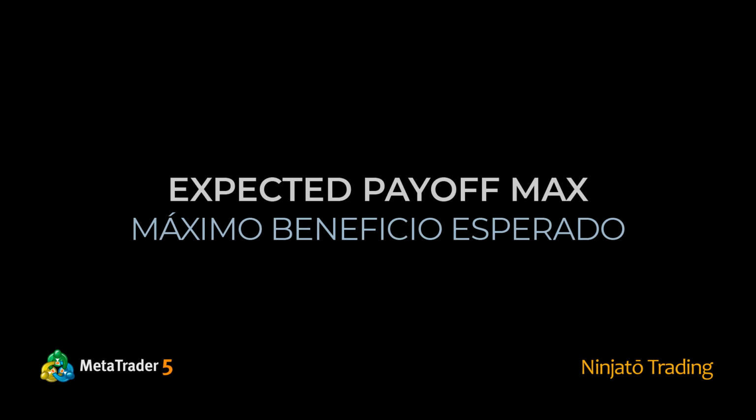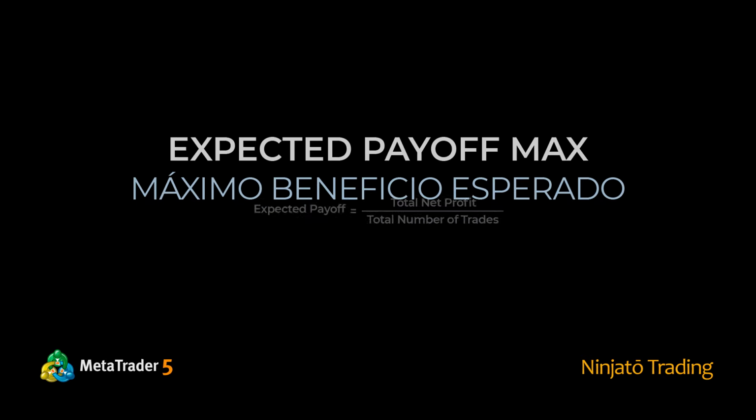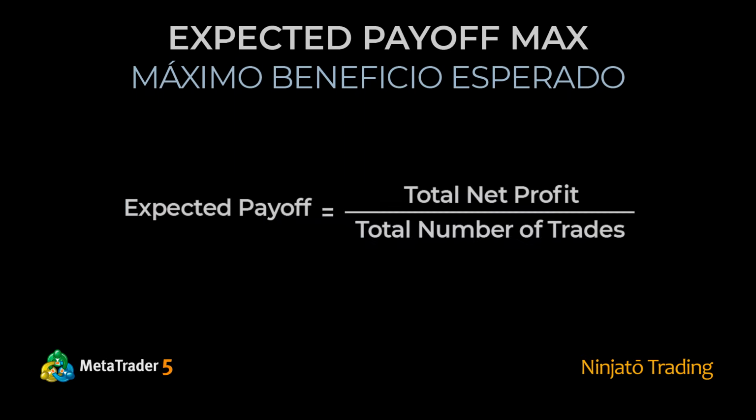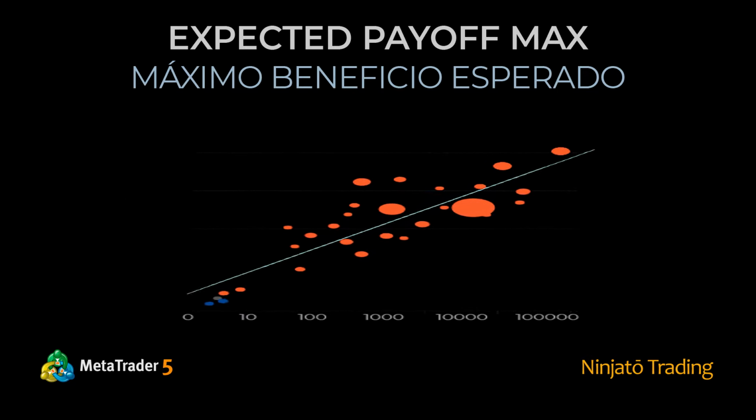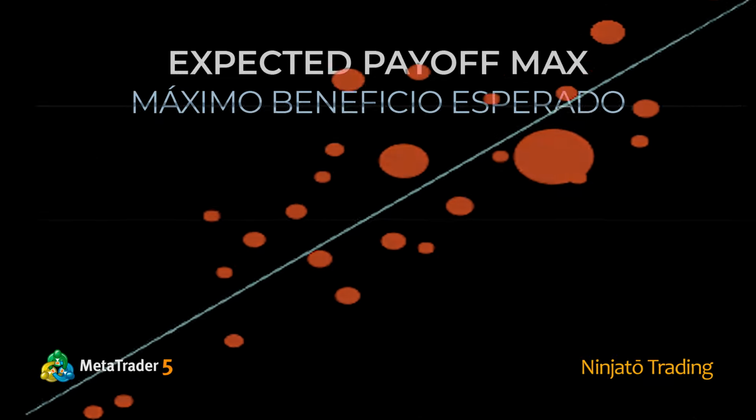The Expected Payoff Max criterion aims to maximize the average profit per trade. The higher the expected payoff, the more profitable the system is expected to be in the long term. However, this criterion doesn't consider the dispersion in the profit and loss data, which could translate into higher risk.